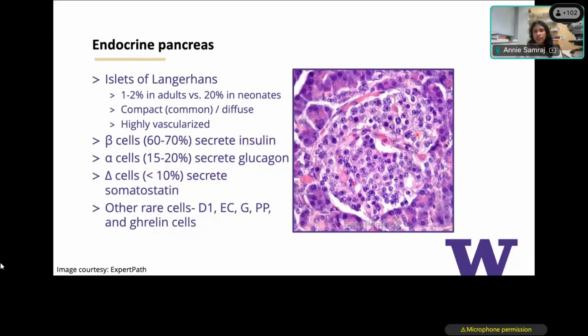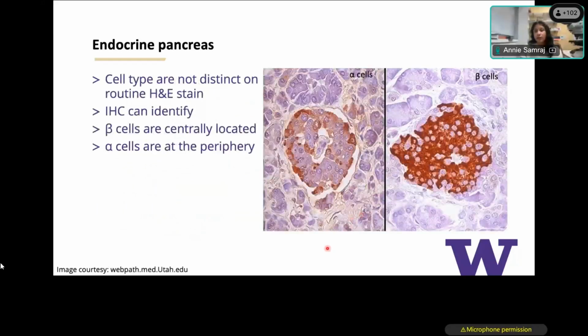On your routine H&E stain, there is no difference between a beta cell, an alpha cell, and a delta cell. So if we want to identify the cell types, we can use IHC. Here on the right, we're seeing the beta cells highlighted by insulin stain, and on the left side, we have the alpha cells staining with glucagon. You can see that the beta cells are predominant and more centrally located, and the alpha cells, on the other hand, are at the periphery.